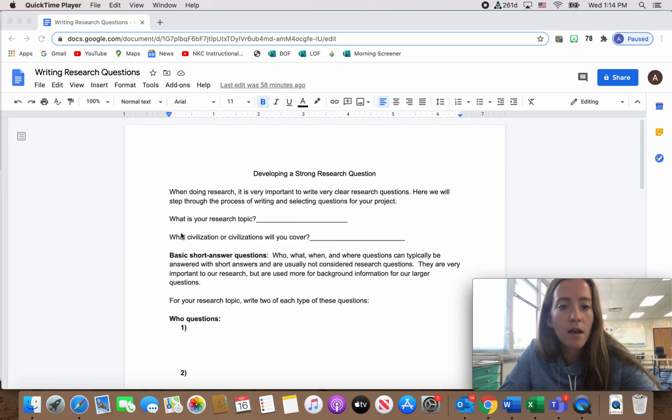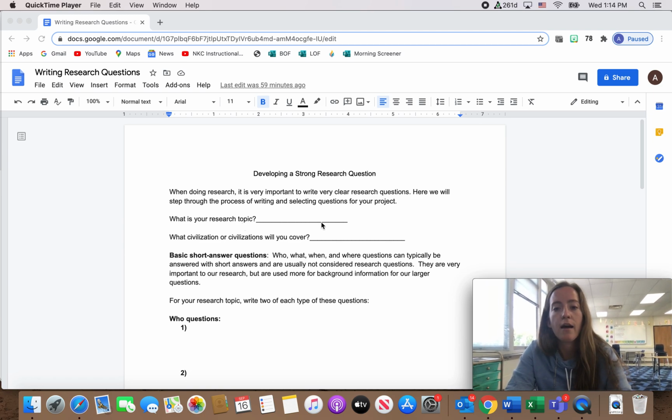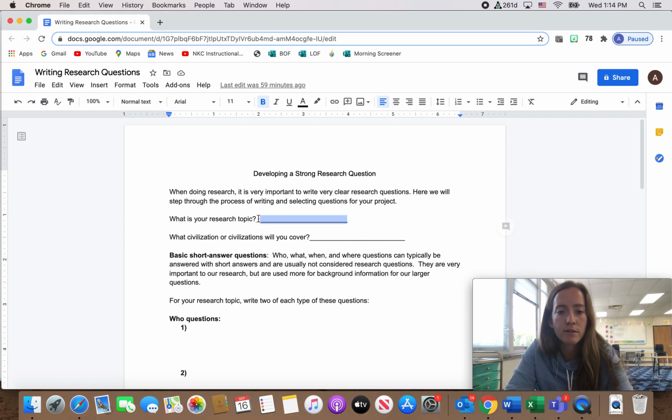So you'll notice it says, when doing research, it is very important to write very clear research questions. Here we will step through the process of writing and selecting questions for your project. On your PDF, you're going to start by filling in this blank with your research topic. In this case, my research topic is smartphones. So I'm going to add that to this line.